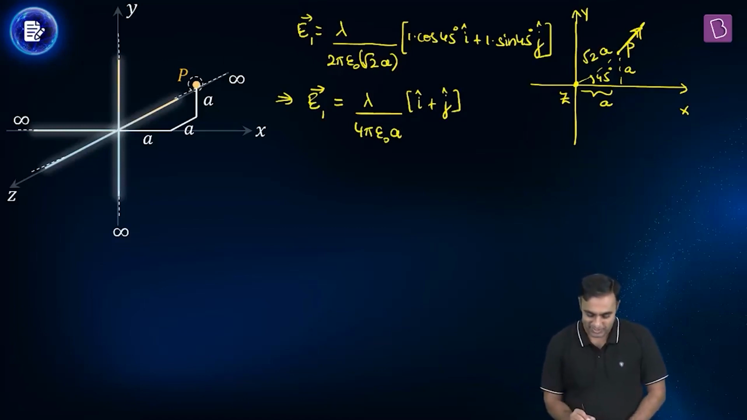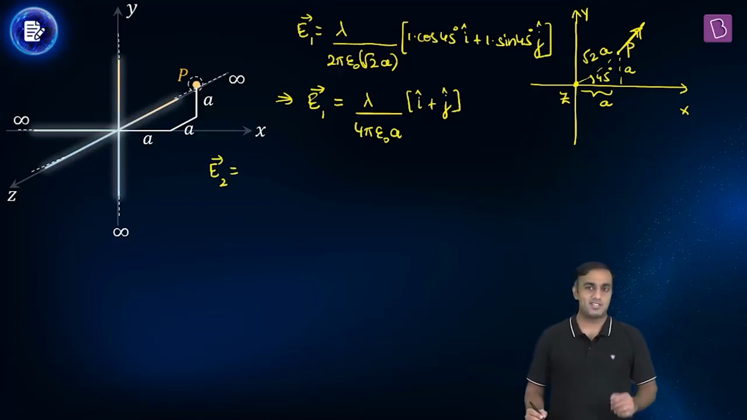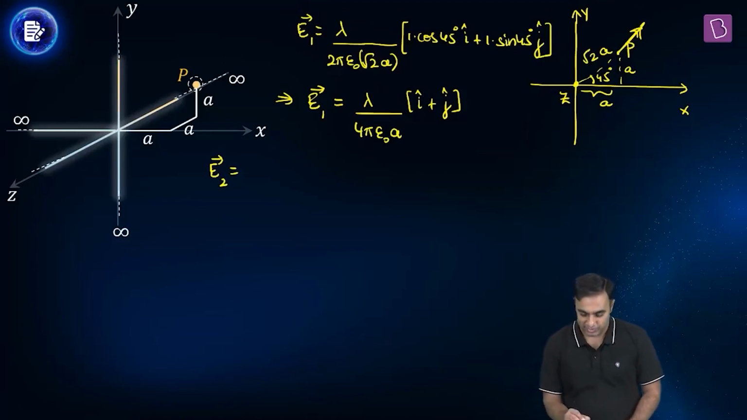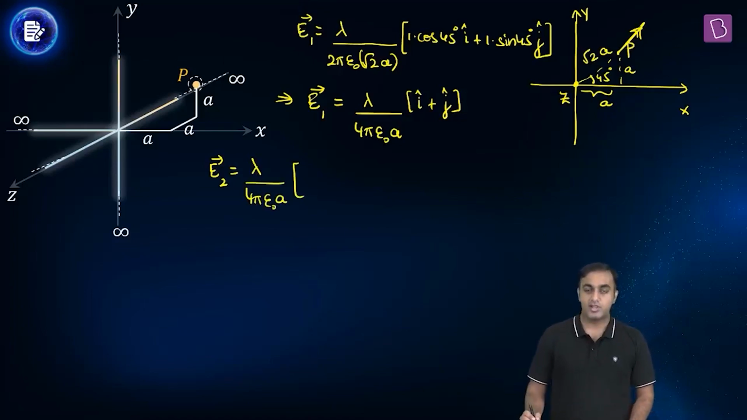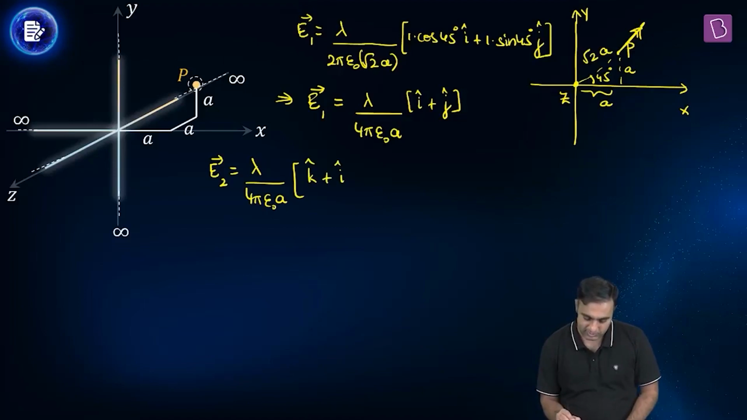Now, let us consider the wire along the y-axis this time. The field produced by that is, let's say, E2 vector. That will turn out to be lambda divided by 4 pi epsilon naught A into, I'm considering the line along the y-axis. Remember, in that case, you will get here inside the bracket k cap plus i cap.